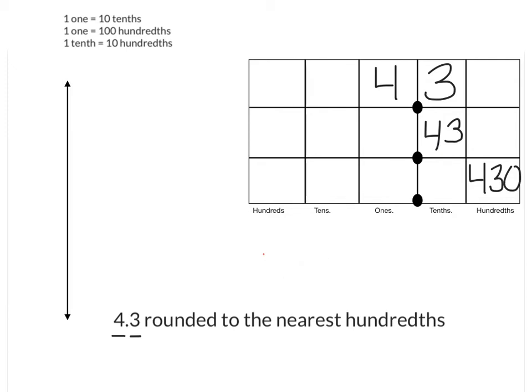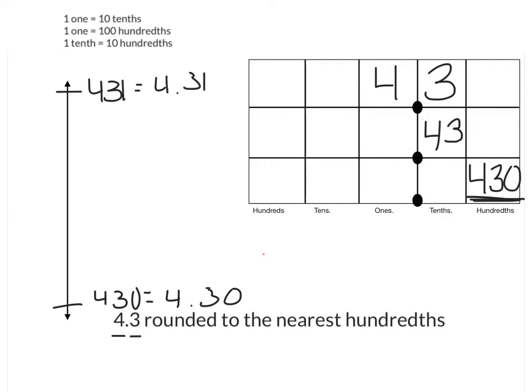Now our next step is to begin using our vertical number line to round. And so I can see here that I have 430 hundredths. That is going to be the base of my vertical number line. That will be my bottom. And I know that 430 hundredths can be written in standard form as 4 and 30 hundredths. Now the top of my vertical number line is going to be 431 hundredths, or written in standard form, 4 and 31 hundredths.